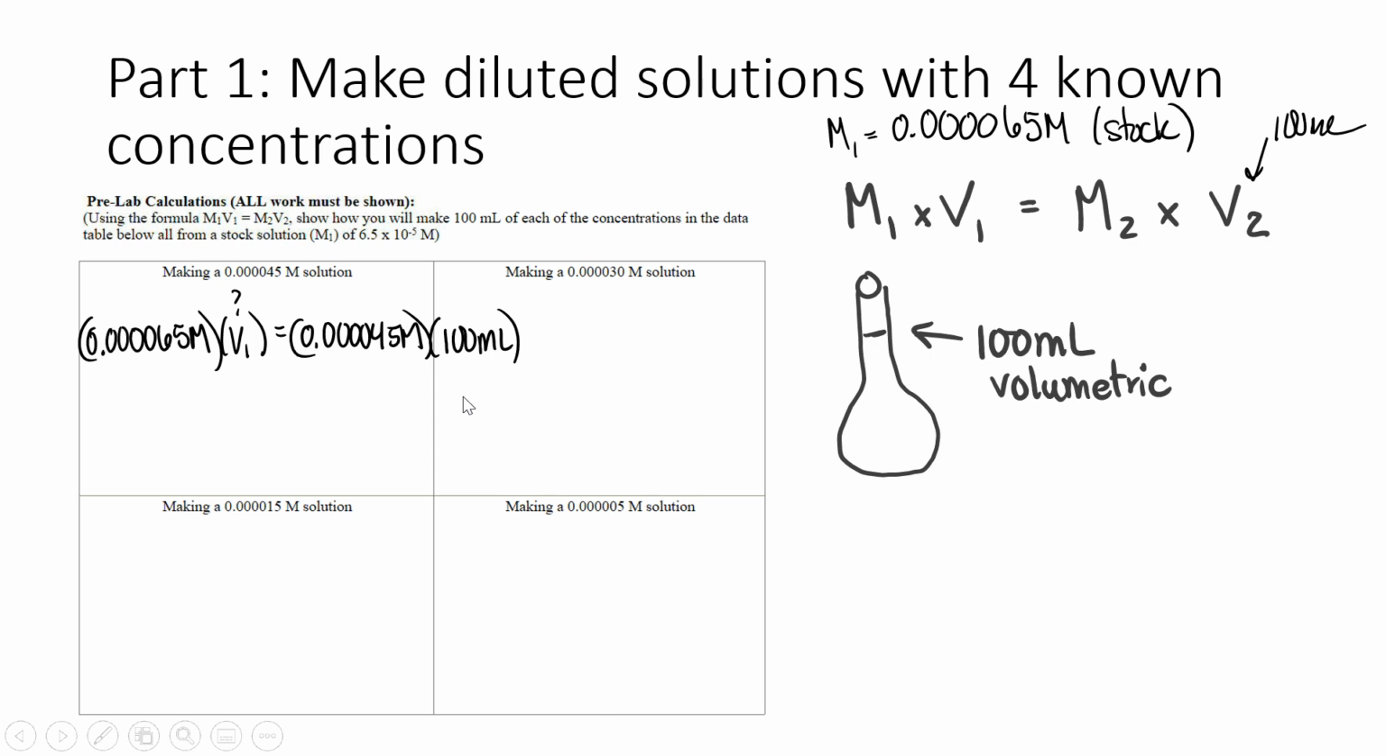So these will be very similar calculations for all 4 of these solutions. So you're going to rearrange and solve for V1. So you're trying to figure out what volume of your stock solution you need to dilute in order to make that diluted solution. 1, 2, 3, 4. You've got to be careful with your zeros here. I know there's lots of zeros here.